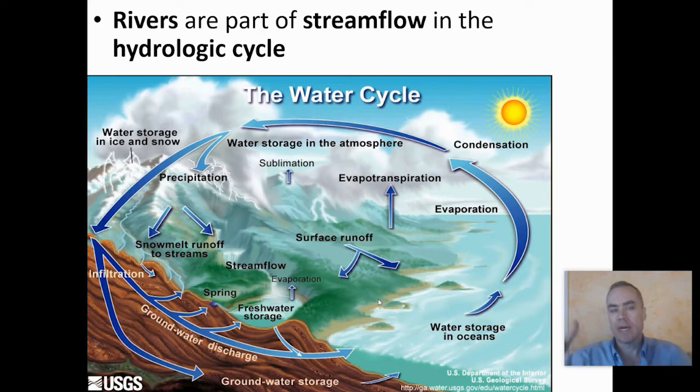In the hydrologic cycle video, we said that rivers are, in the hydrologic cycle, part of what's called stream flow, flow of water through streams. We had groundwater flow, which is called through flow, water moving through the ground. We had overland flow, water moving across the land itself, across the grass, across the ground, but not in streams. And then we had stream flow, which is water flowing through streams.